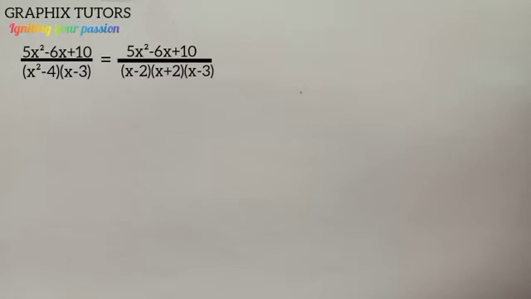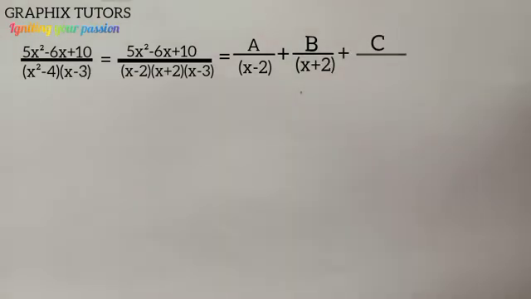So I will now say that 5x squared minus 6x plus 10 divided by x minus 2 in bracket multiplied by x plus 2 in bracket multiplied by x minus 3 in bracket equals A, the constant, over the first expression in the denominator, which is x minus 2, plus B over the second one, which is x plus 2, plus C over the third one, which is x minus 3. I'm going to call that my equation 1. Now let's proceed.